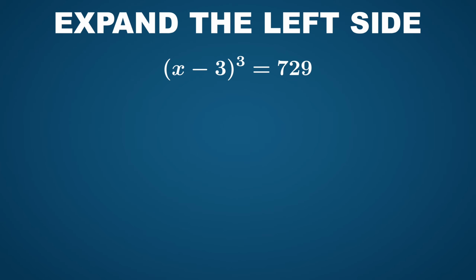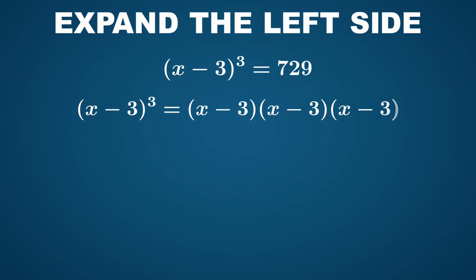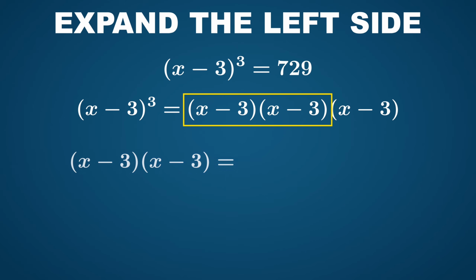Next, we expand that left side into a plain polynomial. We write (x minus 3) cubed as (x minus 3) times (x minus 3) times (x minus 3). We start by multiplying the first two copies together. Every term in one factor multiplies every term in the other. First, x times x gives x squared, the leading piece here.